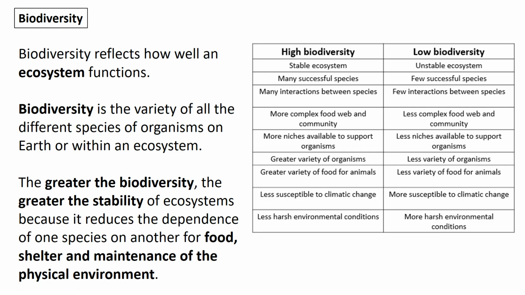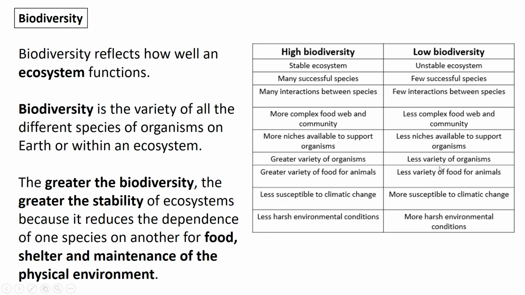And if you have high biodiversity, you're going to have a much more stable ecosystem because you're reducing that dependence that we need on one specific species for food or shelter or maintenance of the physical environment. So you can see that the characteristics of an ecosystem with high biodiversity are that they are stable with lots of successful species and interactions between many species, complex food webs, and lots of niches with great variety of organisms and a greater variety of food for animals. So they are less susceptible to climatic change and less harsh environmental conditions within them.